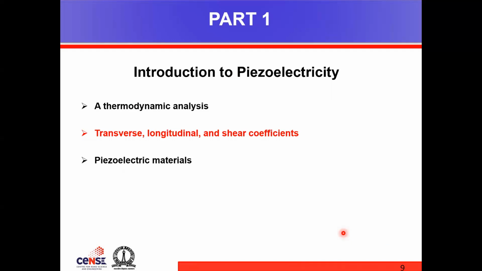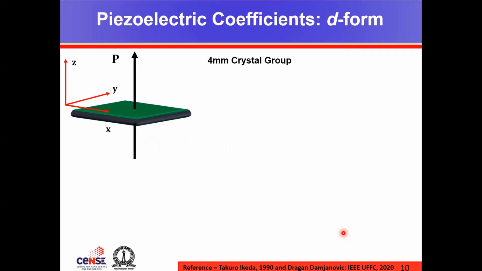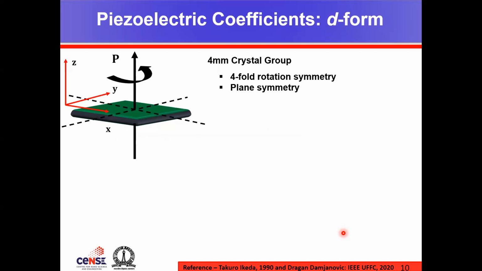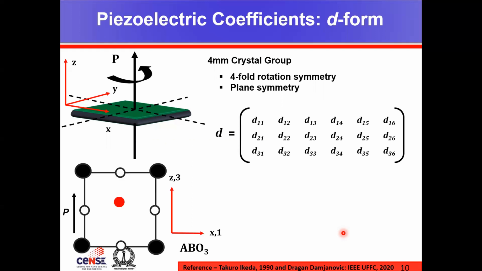Now, to design a resonator in the best possible manner, it is important to know what coefficients are involved in the respective modes that you're interested in, and also what the non-zero coefficients are. To understand them, let us have a look at the transverse, longitudinal, and shear coefficients. Consider a 4mm crystal. A 4mm crystal has a four-fold symmetry. That is, for every 90 degrees of rotation, the crystal repeats itself, and it has two sets of mirror planes, shown here using the x and y axes. For this particular study, this is the common D matrix.